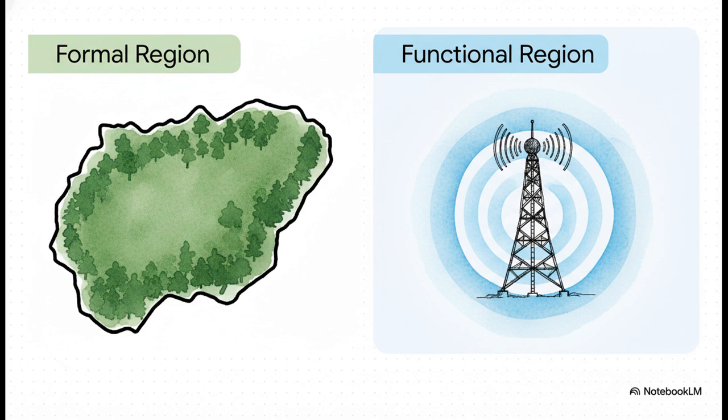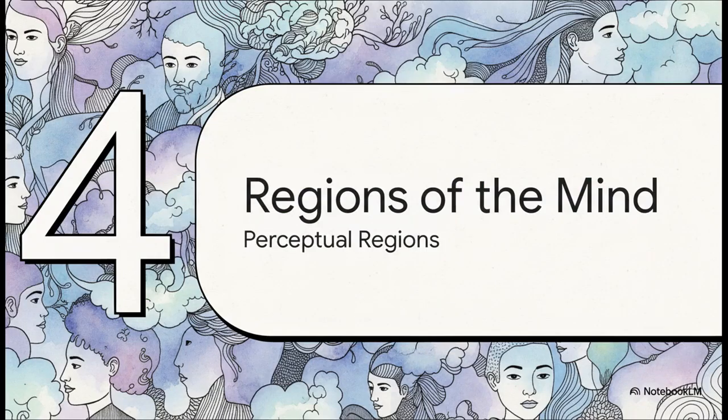A functional region, on the other hand, is built around a central hub, like a newspaper's circulation area, and its boundary is way fuzzier. It just fades out with distance. Okay, so we've covered the regions you can measure and the ones that are organized around a hub. But now we're getting into the really fascinating stuff, the regions that exist only in our minds.